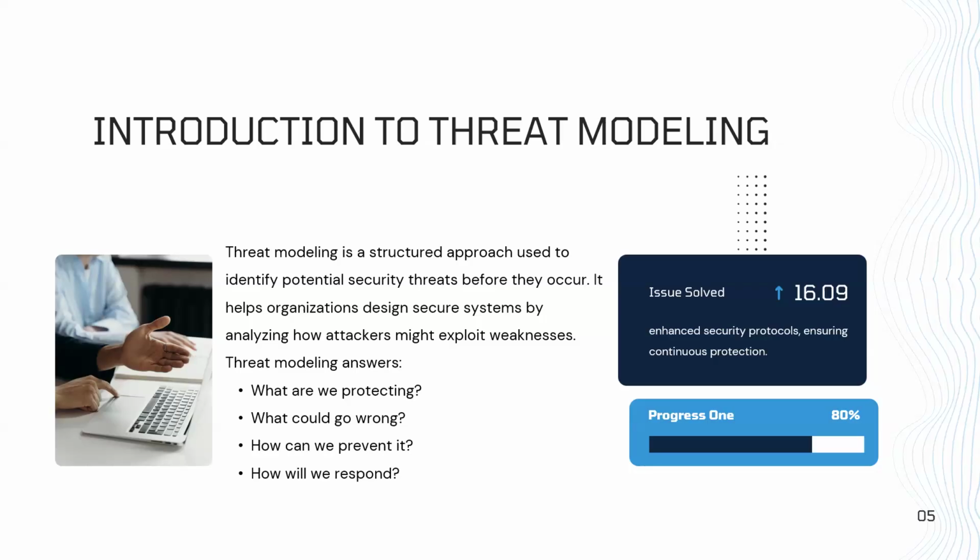The second question is, what could go wrong? Identify threats for each asset. Brainstorm how an attacker could compromise it using the STRIDE framework. The STRIDE framework: spoofing, tampering, repudiation, information disclosure, denial of service, and elevation of privilege. So spoofing, can someone impersonate a user? Tampering, can someone modify data? Repudiation, can someone deny their actions? Information disclosure, can someone see sensitive data? Denial of service, can someone make it unavailable? Elevation of privilege, can someone gain admin access?